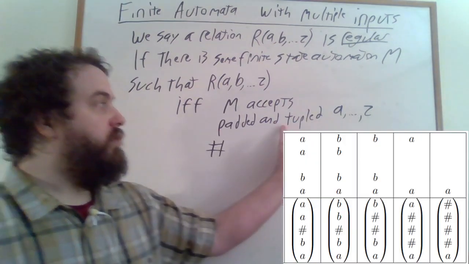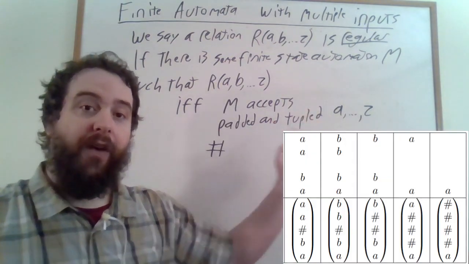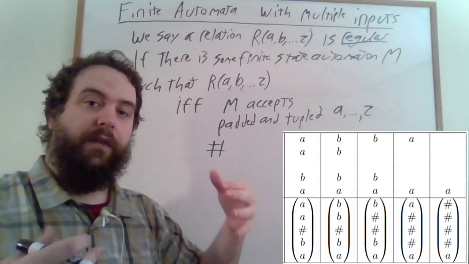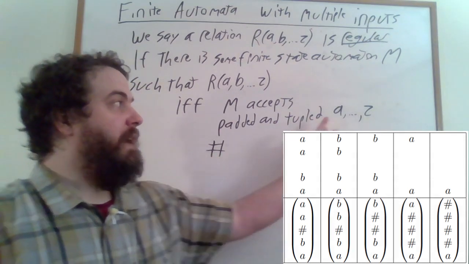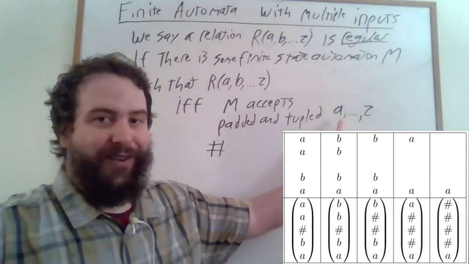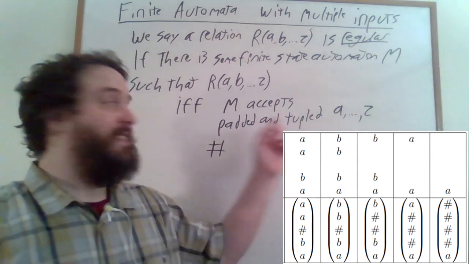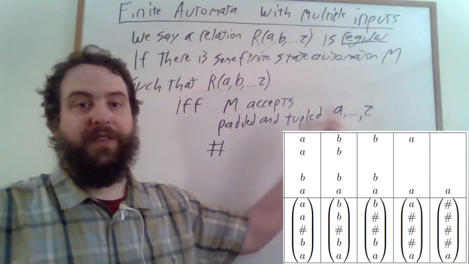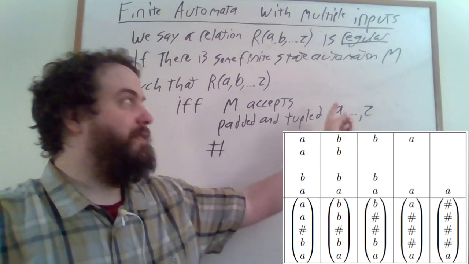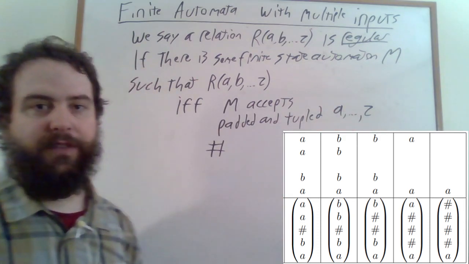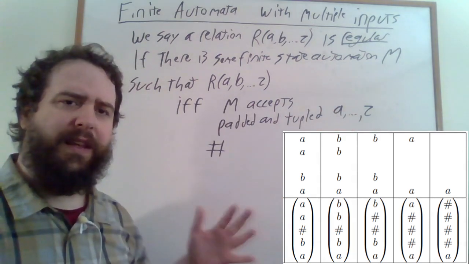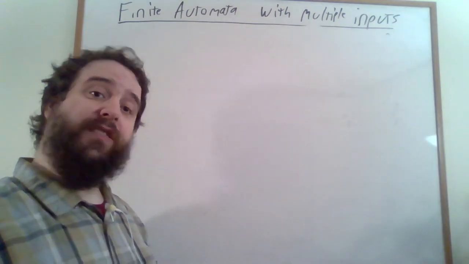It should be a new character that we're adding to the alphabet in order to pad in a way that's unambiguous. This tupling operation, the first character of the tuple of these inputs is going to be the tuple of first characters of all of the inputs. And the second character of our tupled inputs is going to be the tuple of second characters of all of our inputs, and so on and so forth. Exactly like we did with the addition. So let's do another example.